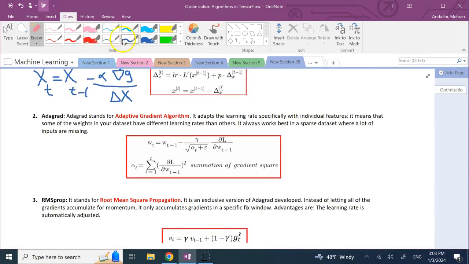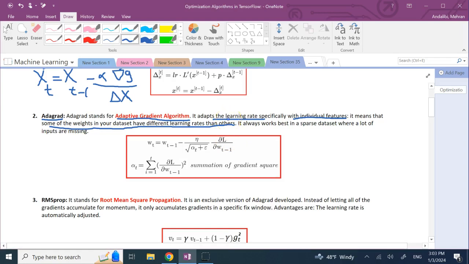So one method is called Adagrad, and my goal is not to go through that completely, but just to tell you. Adagrad stands for Adaptive Gradient Algorithm. As the name says, it's using gradient like every other method, and it tries to be adaptive. So it tries to change the learning rate and do it for individual features. What does it mean? It means some of the weights in your network have different rates than the others, and this is really good. Some of the weights in the neural network use a different alpha than the other ones, depending on how they are changing.